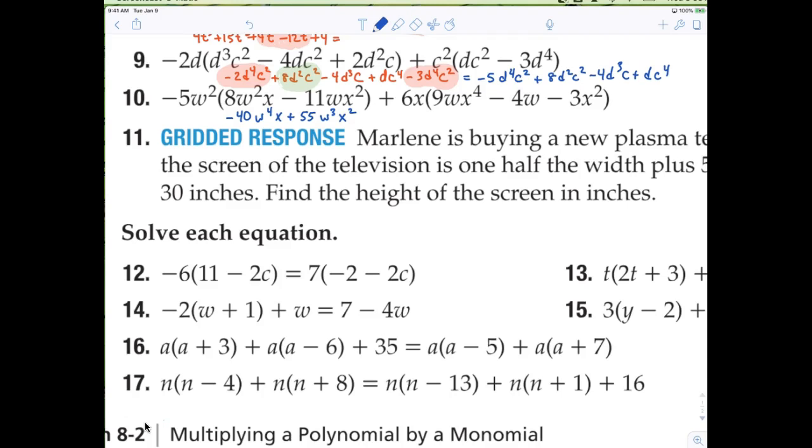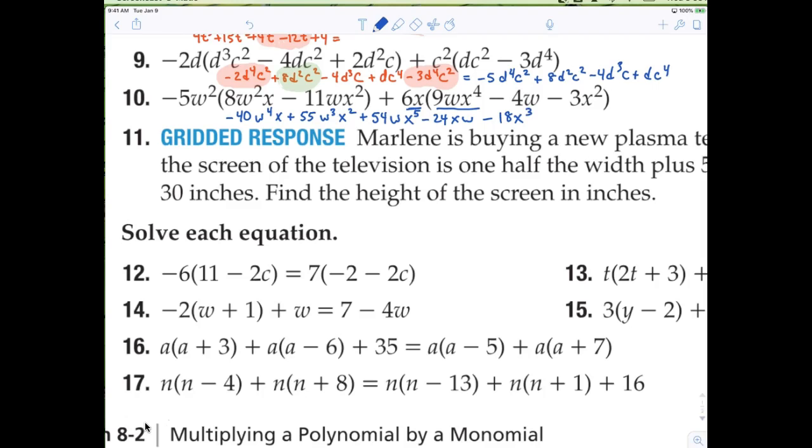Why minus? Because I'm doing now 6x times this, right? And then 54 w to the... and then x to the fifth. Good job. Minus 24x w, minus 18 x to the third. Look, very easy. Everybody good?